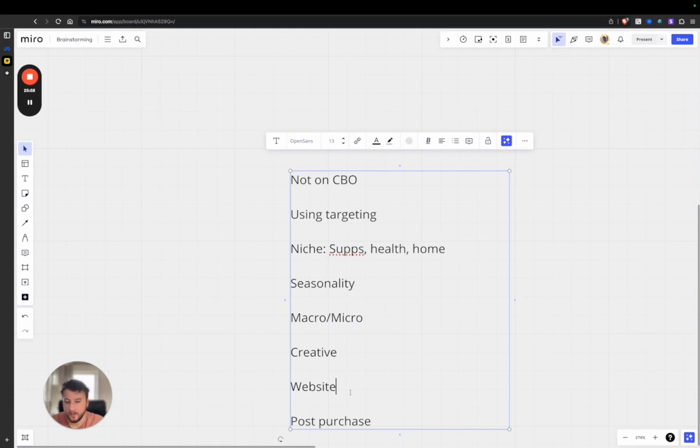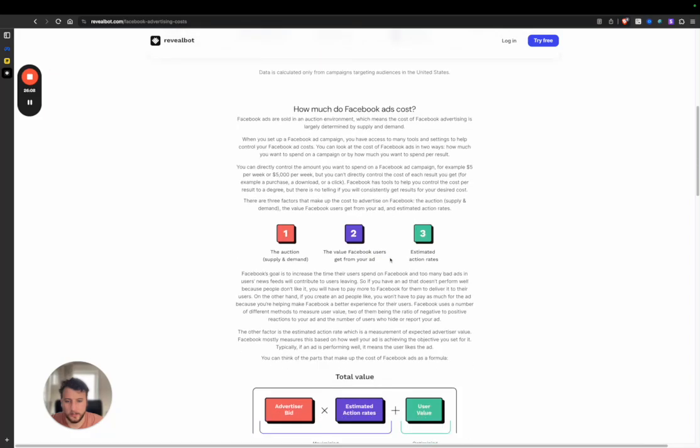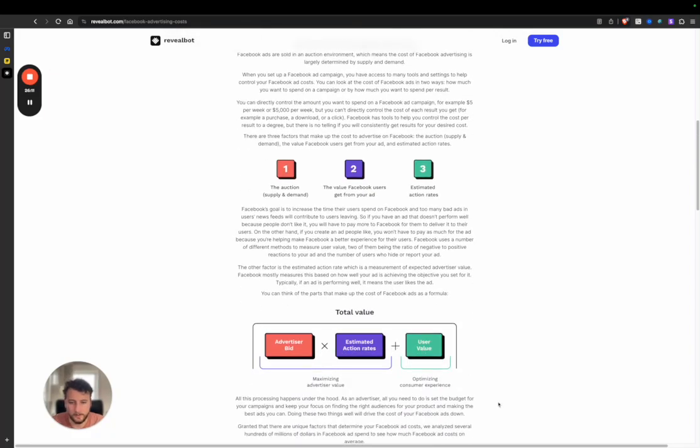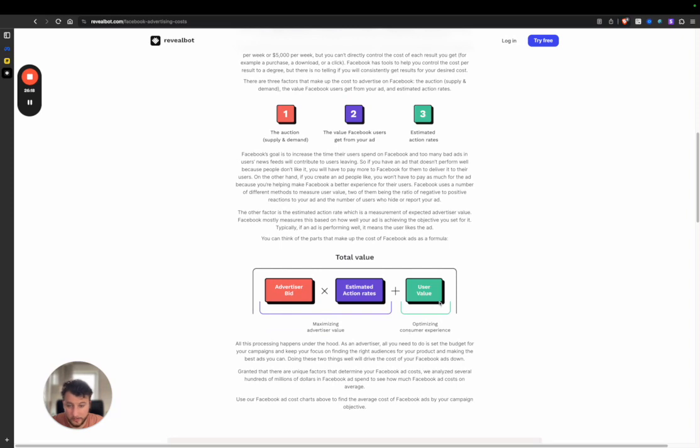Okay, so these are all very, very important things to keep in mind when it comes to the CPM side of things. Now, there's a few other factors, and I think RevealBot does a pretty decent job of showing how the CPM gets calculated. So we have optimizing consumer experience, which we mentioned, and estimated action rates. If you have a very low conversion rate on the site, this has to do with conversion rate ranking. A low conversion rate is indicative of maybe not the best customer experience, and indicative of possibly an ad that is not correlated to the landing page and might be misleading.